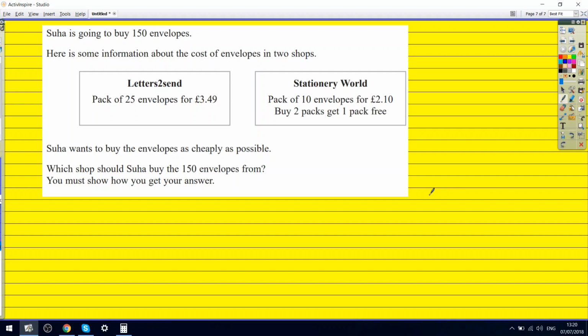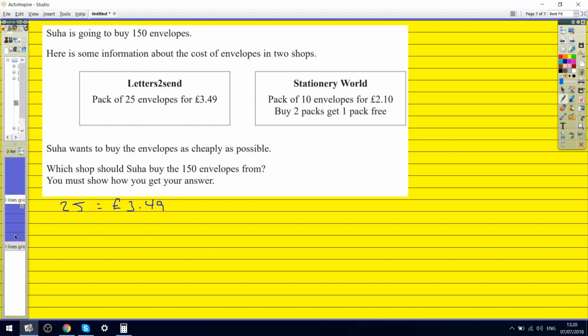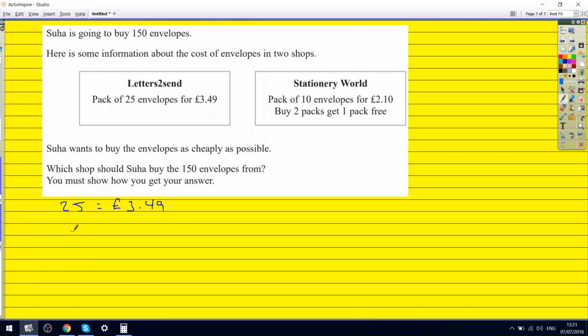So you could put 25 equals £3.49. And then 10 equals £2.10. So let's do that one second. So what could we do here? How could we compare the two? We could work out how much 1 pack of envelopes costs. Actually, she wants 150 envelopes.